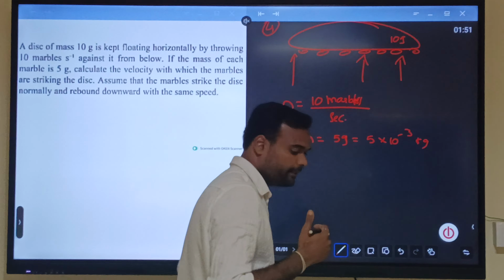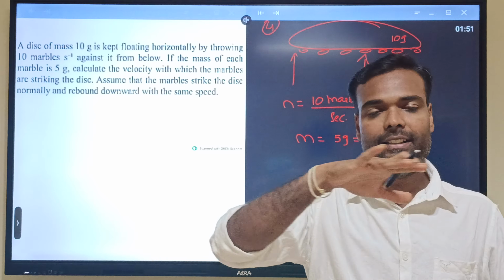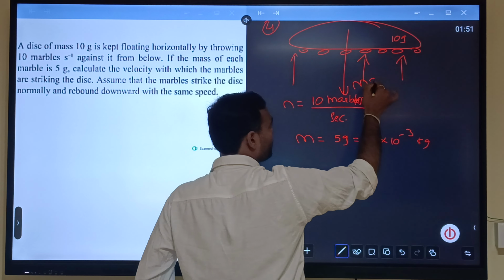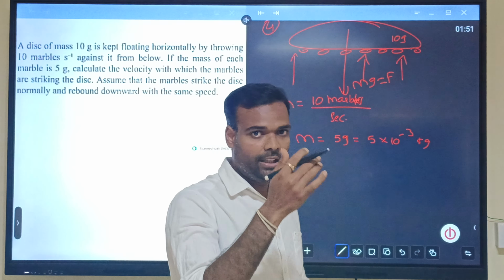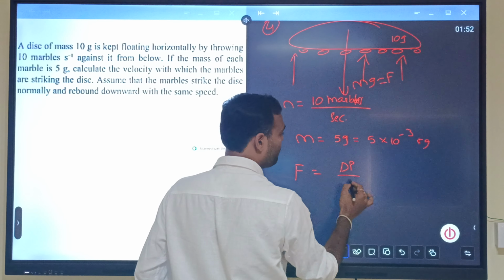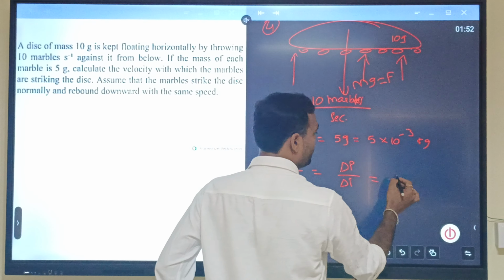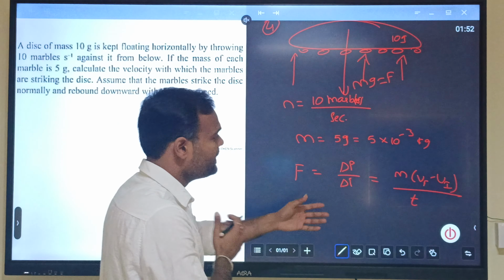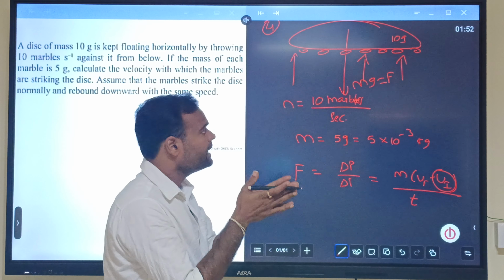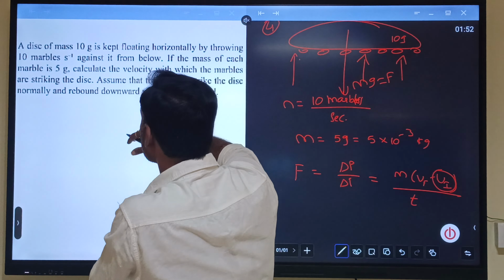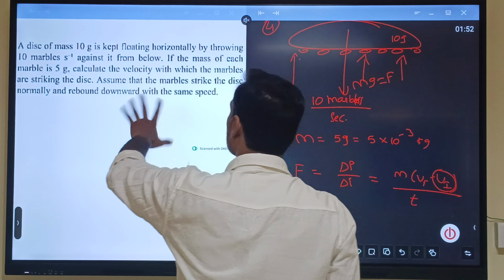That means the marbles colliding can make my system to be at rest horizontally, right? And can you understand? Mg is the force acting due to earth on the disk, right? Now we can say F is equal to change in momentum by time. Now here m into Vf minus Vi is equal to time. And do you understand one point here? Initial velocity is not given, and the velocity with which they are hitting is what we must calculate.